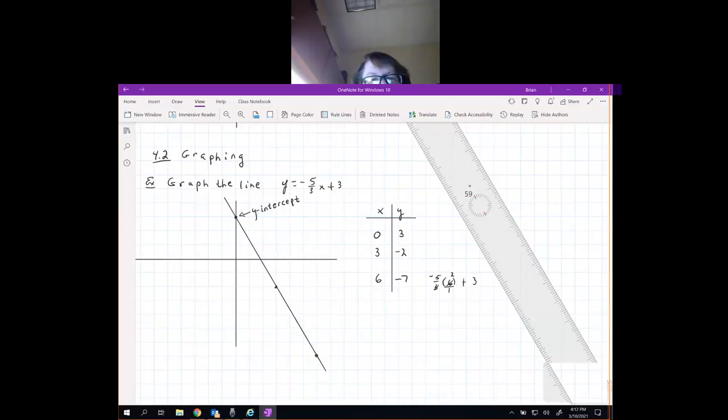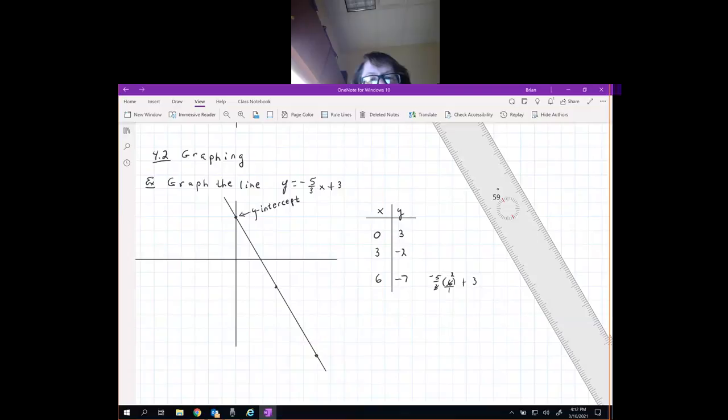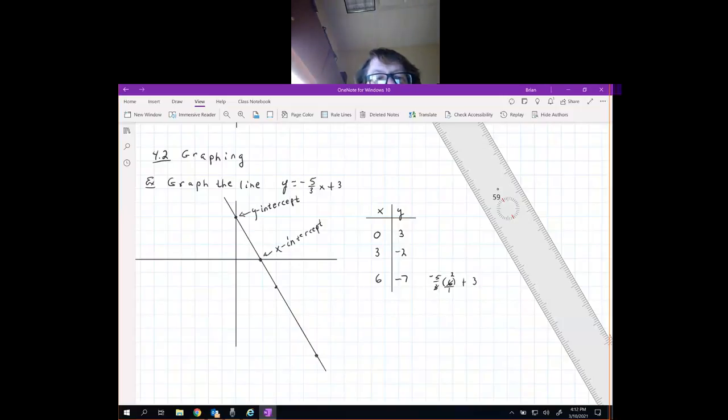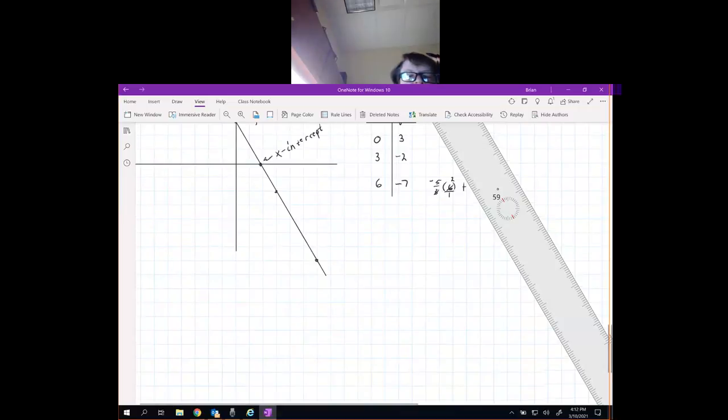While I am here, this place right here, what do you think they call that point where it crosses the x-axis? Give you one guess. Intercept. You have the x-intercept. All right. So while we're here, check this one out.